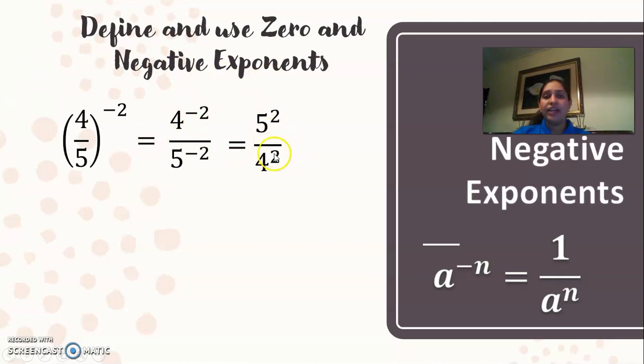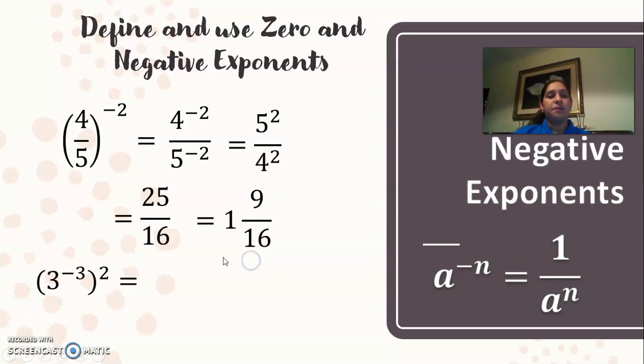Now, can I simplify this? Yes, I can. So I'm going to have 5 raised to the power of 2, how much is it? And 4 raised to the power of 2, how much is it? This way I have 25 over 16. But here, I have an improper fraction. So I'm going to make it a mixed number. Making my mixed number, I can see that these values cannot be simplified anymore. So I leave it there. My answer for this fraction raised to the negative exponent will be 1 and 9 over 16. Okay? Now, let's see another example.